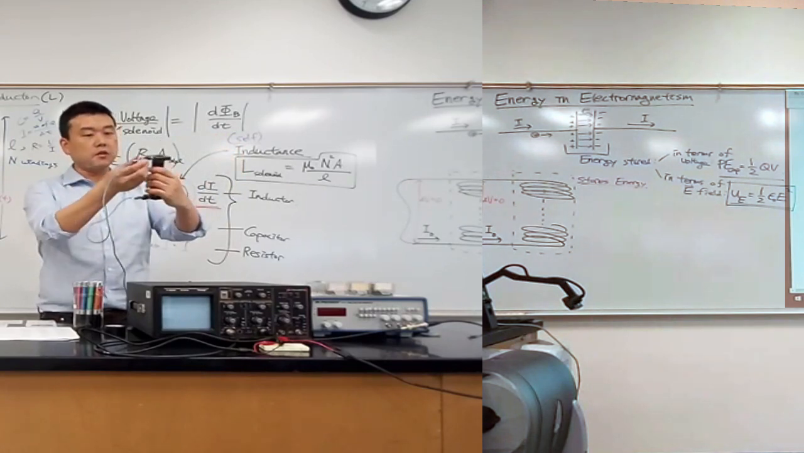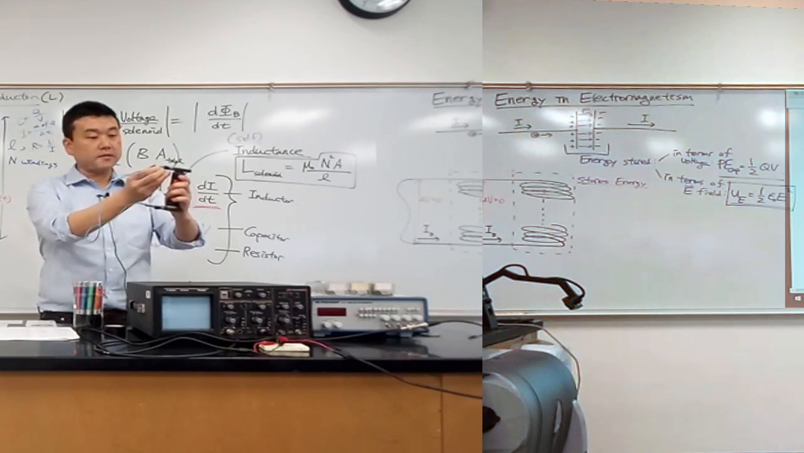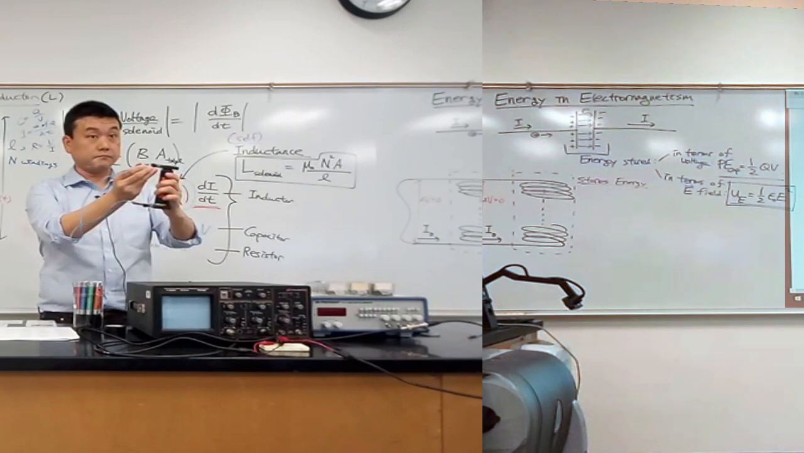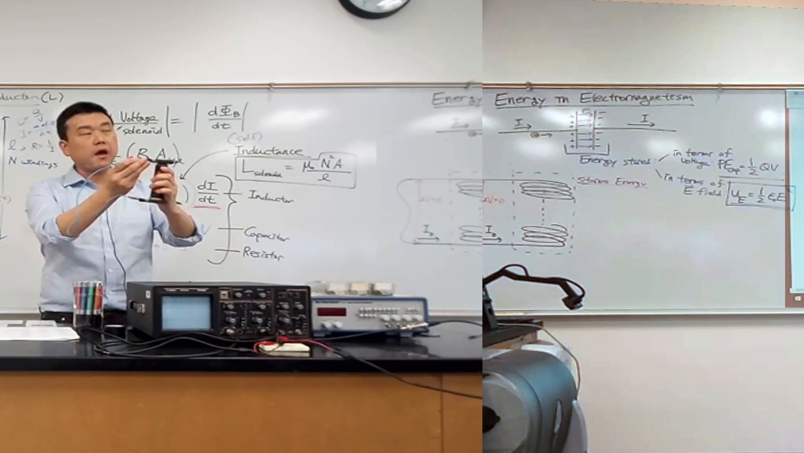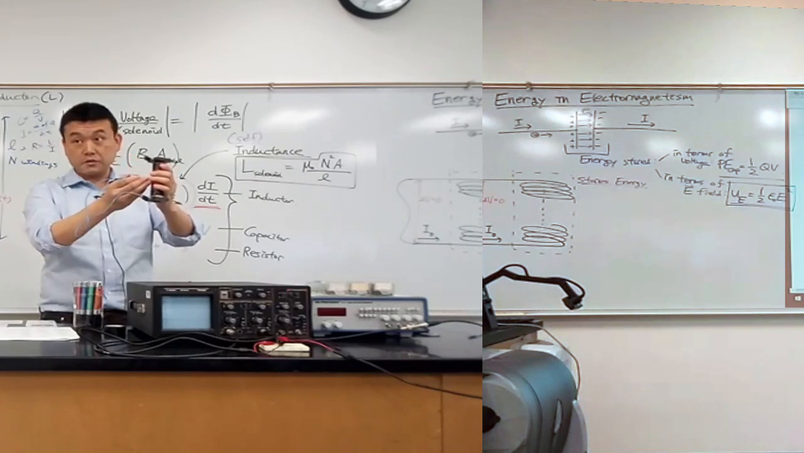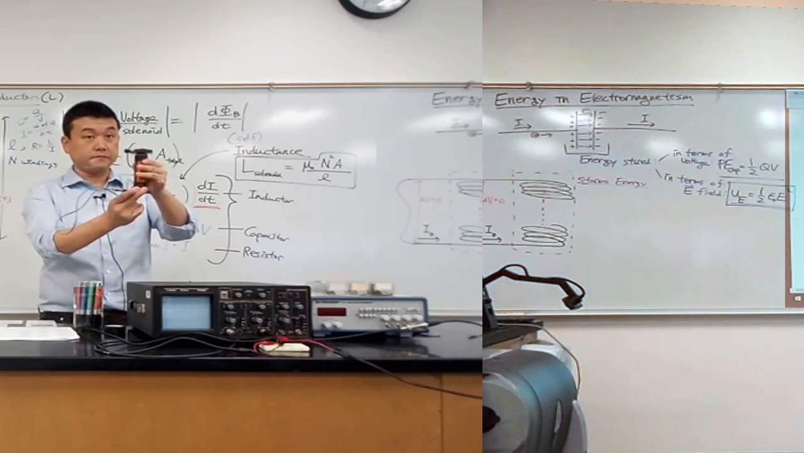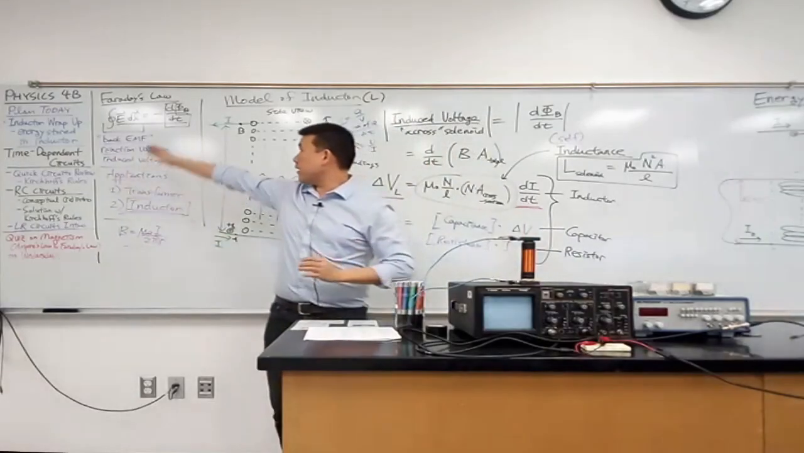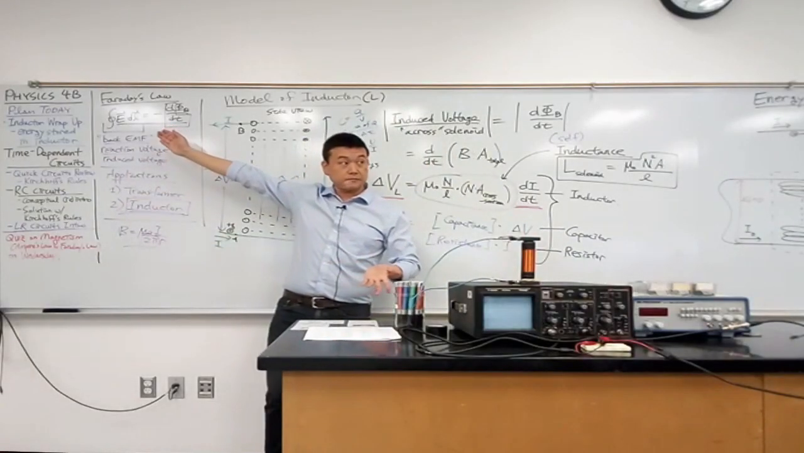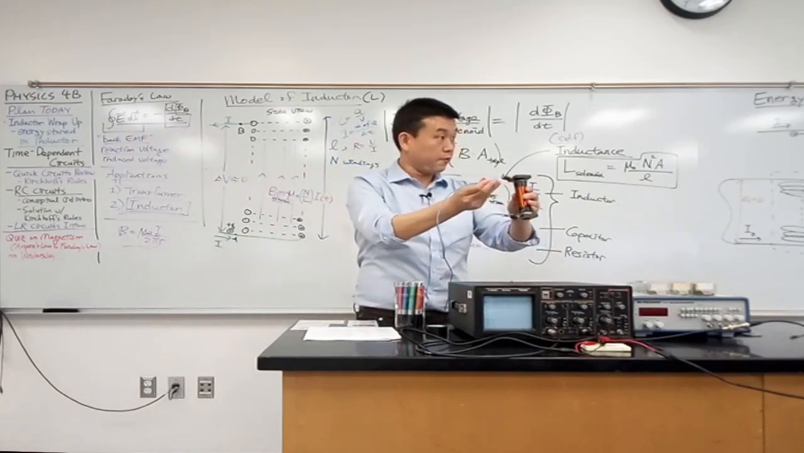Imagine what happens the moment I try to disconnect this. So the moment this comes off, what happens? Okay, I'm trying to break the circuit, which means I'm trying to make the current go to 0. So now I'm changing the current. The moment I try to change the current here, what happens? Magnetic field is changing. Faraday's law kicks in. So what happens? There's now going to be voltage induced.